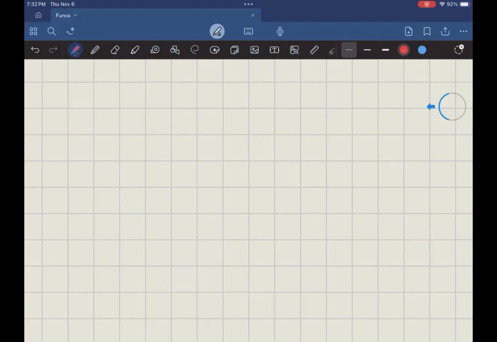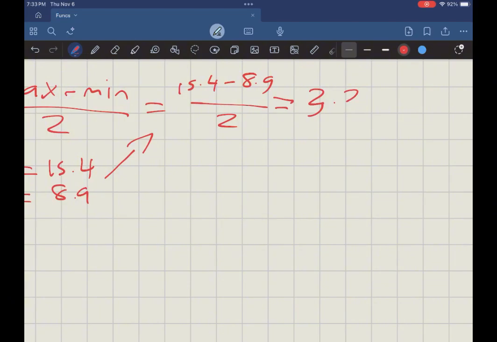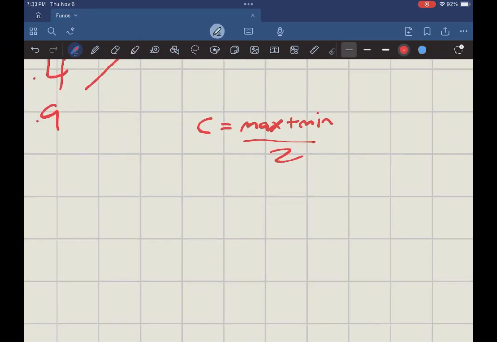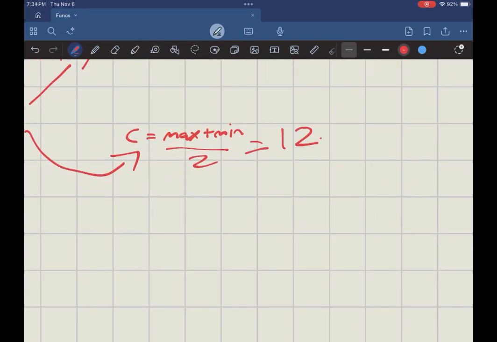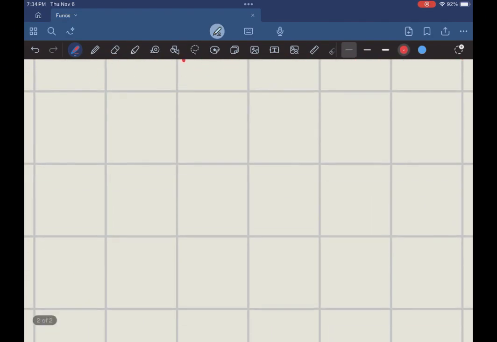So how do we find these values? First of all, we find the amplitude, since for me it's the easiest one to find. The amplitude is a = (max - min) / 2. Since the max is 15.4 and the minimum is 8.9, we get (15.4 - 8.9) / 2, which gets us 3.25. This would be our a value. Step 2, we find the c value, which is (max + min) / 2. This will get us 12.15. I use this one instead of max minus a, which we also sometimes use, since it's more direct.